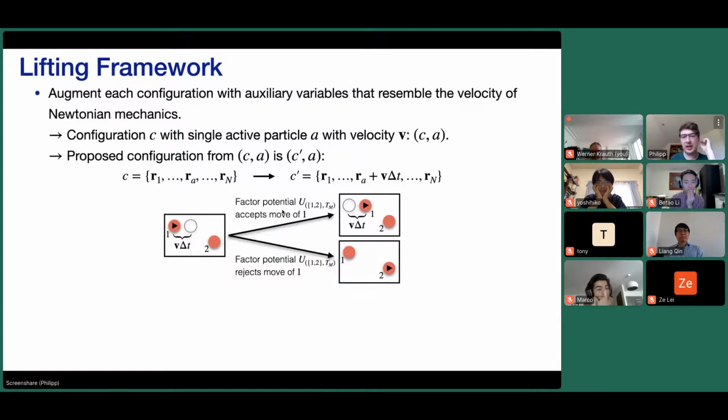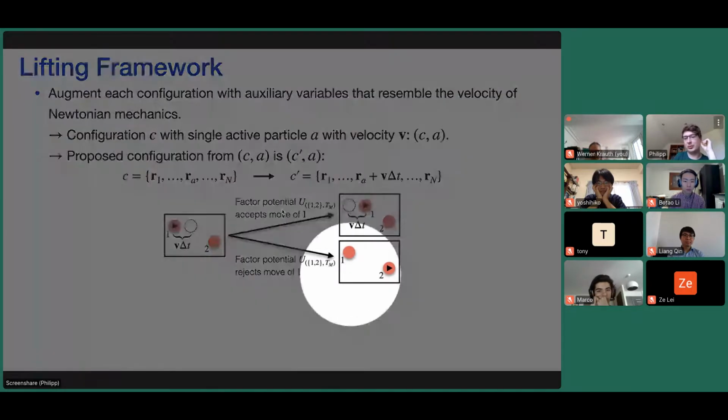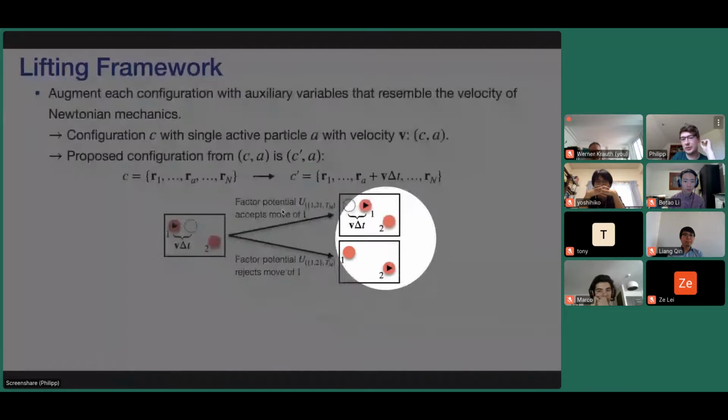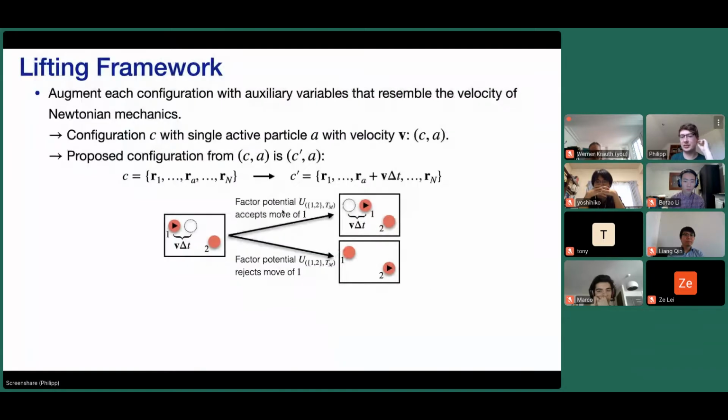However, it could also happen that the factor potential, this is the lower case here, rejects the move of the first particle. And as I'm going to say now, what we need to do then is these lifting moves, which I already showed in the hard disk example. So then we do not displace the first particle, but we change the active particle to the second one, the other particle which was involved in this factor potential. So this is basically a lifting move.